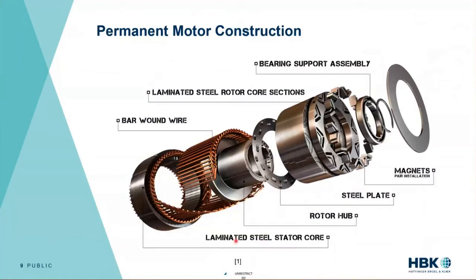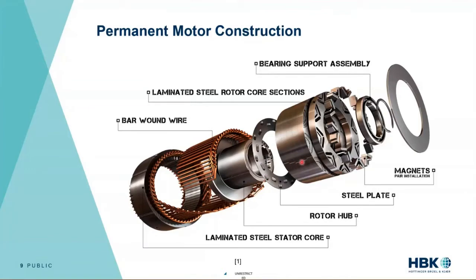So we take our stator. This is the stationary part. We have a laminated core. So we have these thin sheets of steel that create this stator core. We have the windings. In this instance, this is from a Chevy Volt. It's got a bar wound rotor, but we have these copper windings. We then have rotor hub, bearings.